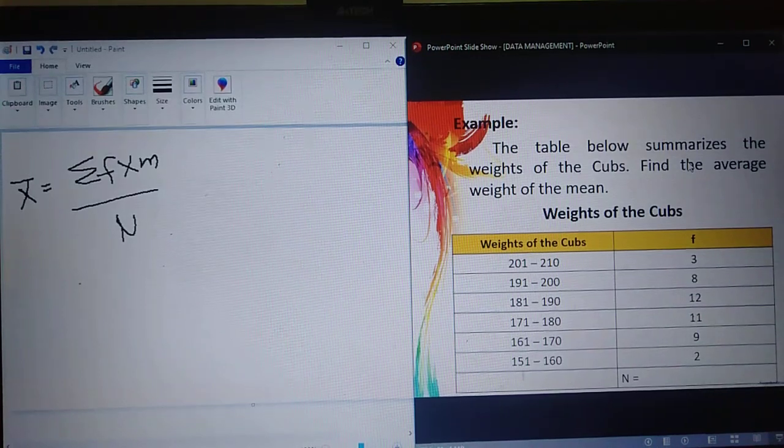Ayan. For example, the table below summarizes the weights of the cubs. Find the average weight or the mean. Ayan. So, as you can see, yung example natin ay naka-group data na siya. No need to make a frequency polygon. Pero sa quizzes or exam, depende, kung ang ibibigay ko ay naka-group na siya or naka-table na siya or kayo ang gagawa ng table. Ayan. So, ito kasi is naka-table na siya. No need to make a frequency polygon or hanapin yung frequency distribution.